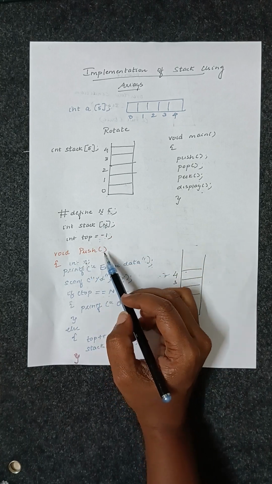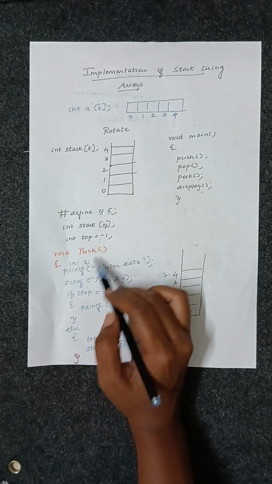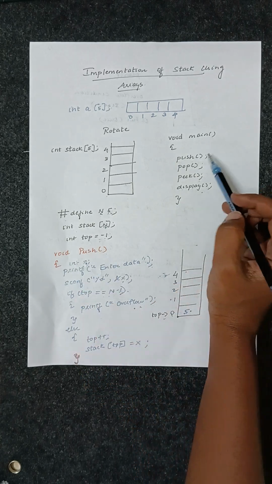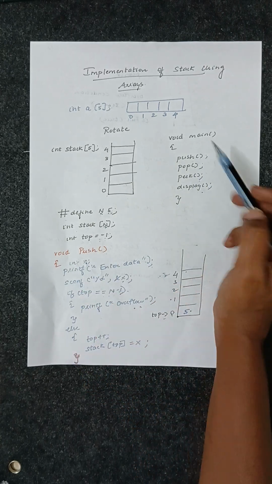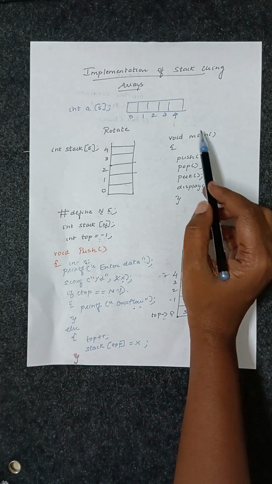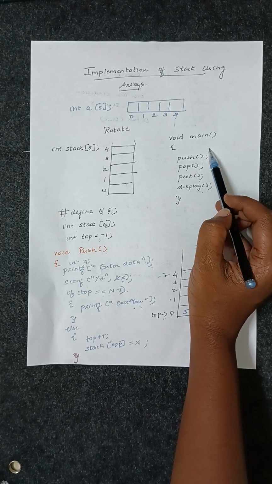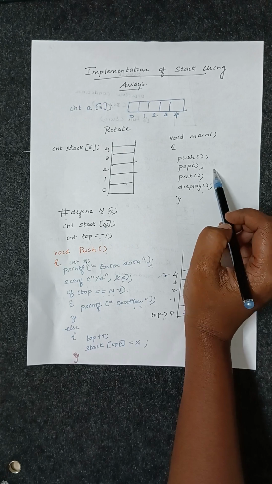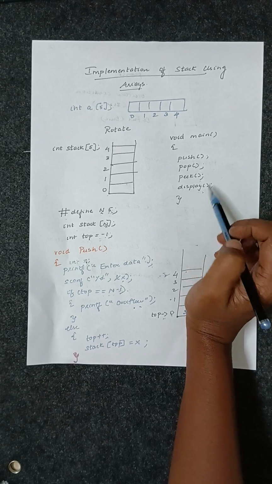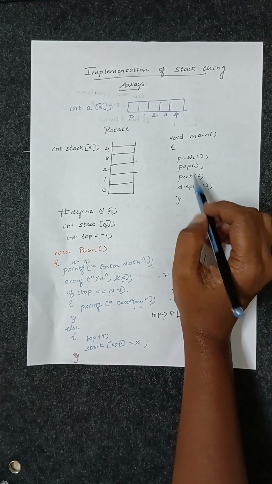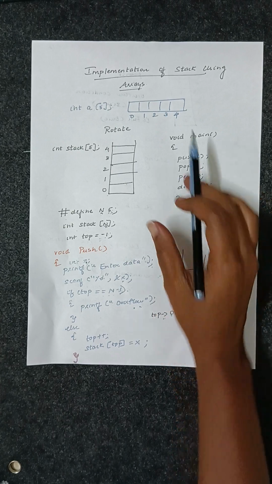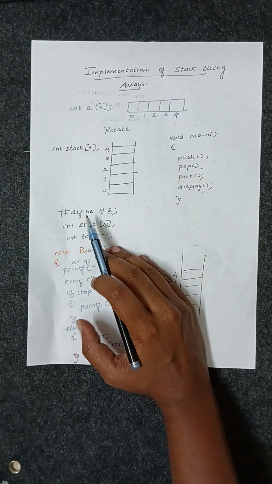Now coming to the void push operation. I'm just explaining the push function here. These are the main operations. You can use a switch case to put all the operations in: case 1 push, case 2 pop, case 3 peek, case 4 display and so on. You can decorate your code however you want. I'll only be explaining the main operations and the logic.